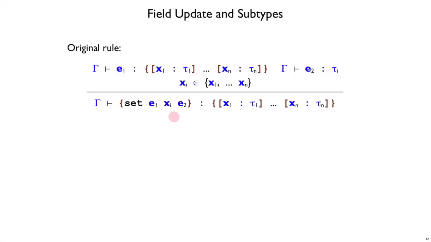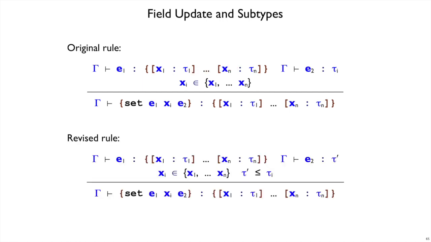That means we want to take our old rule for set, where again we were requiring that the type of E2, that tau I, match exactly the tau I that we get from type checking the record expression. So we generalize this to say, well, it's going to be some tau prime, and tau prime has to be a subtype of tau I. And this adjustment will allow us to run that program from the previous slides.